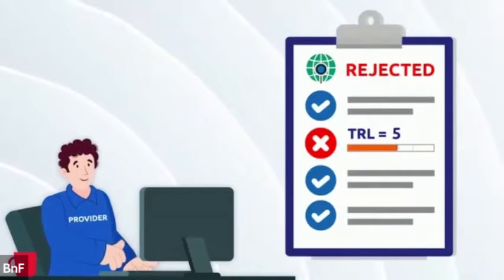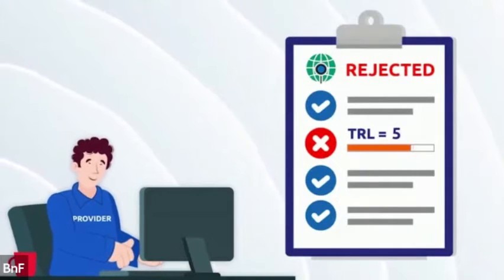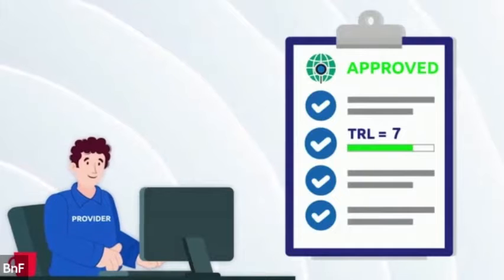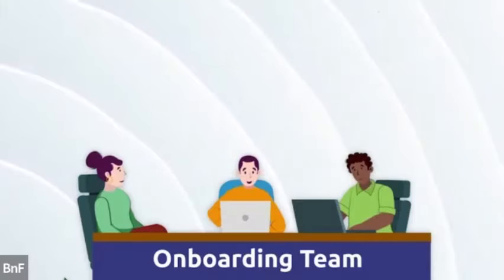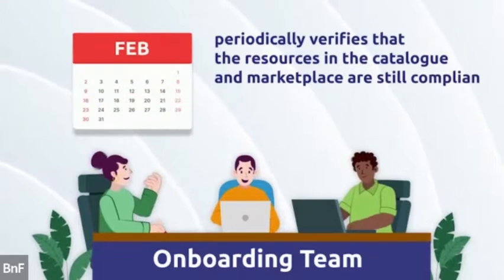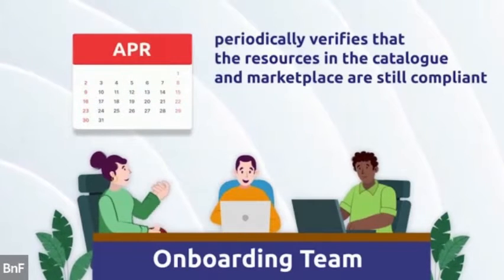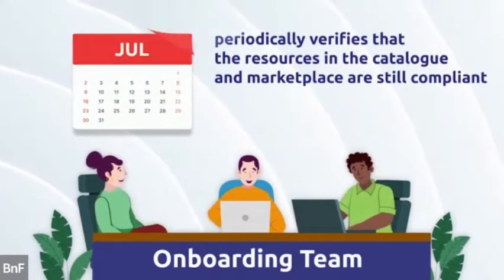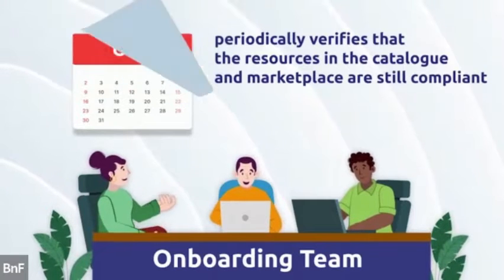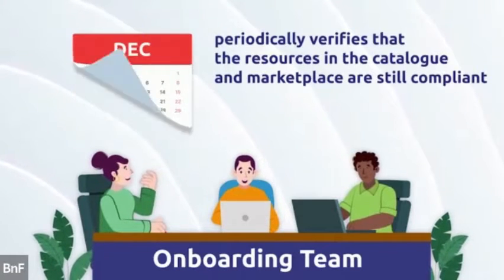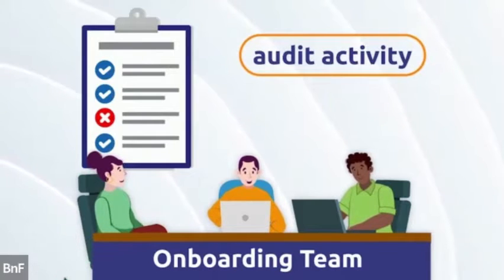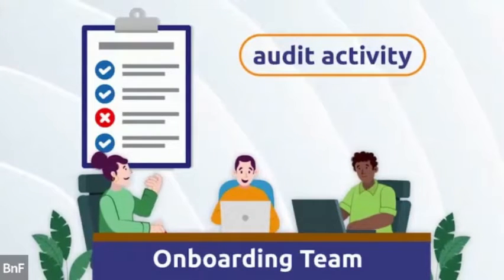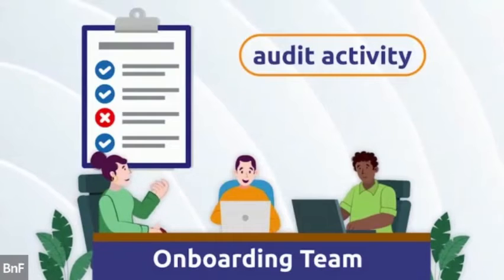If at a later stage the service provider is able to meet the inclusion criteria, they can apply again for onboarding the previously rejected resource. The onboarding team periodically verifies that the resources in the catalog and marketplace are still compliant with the evolving rules of participation and inclusion criteria. This is the audit activity. If a resource is no longer compliant, it will be deactivated on the catalog and marketplace.